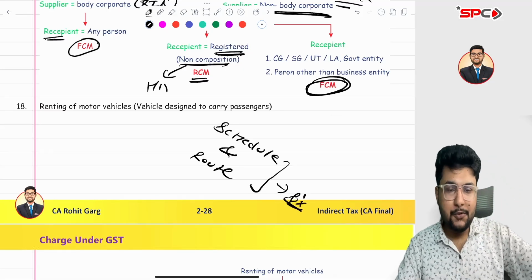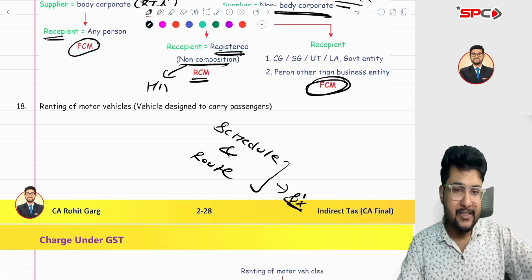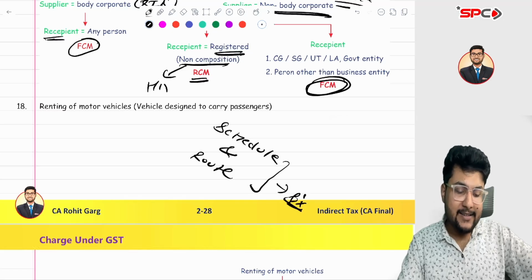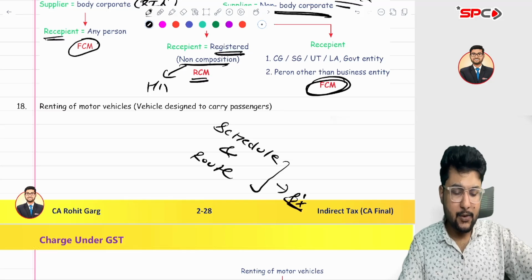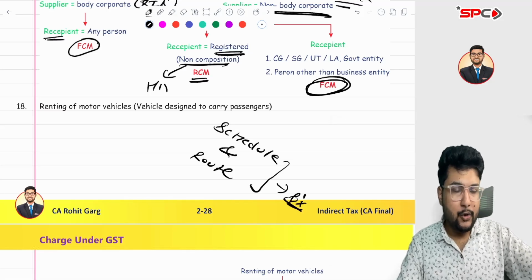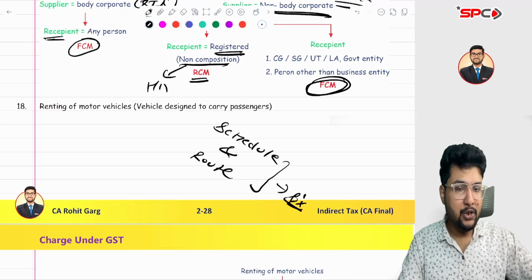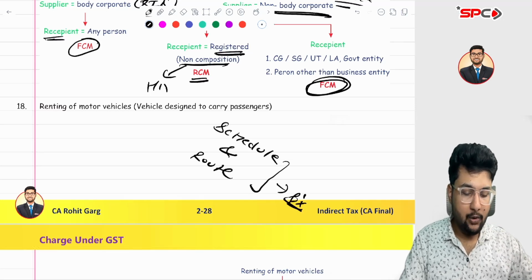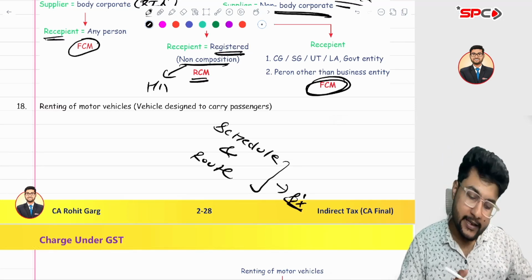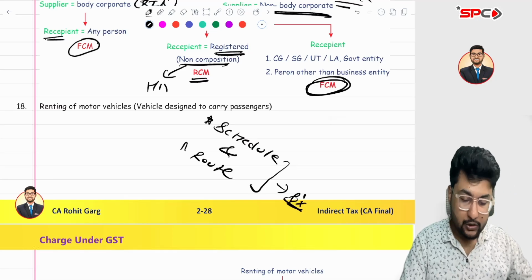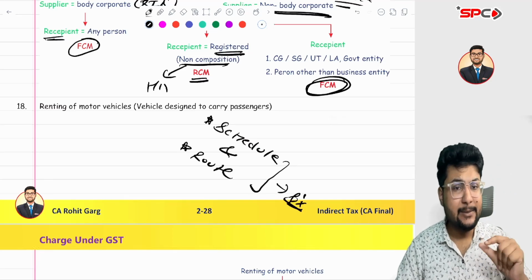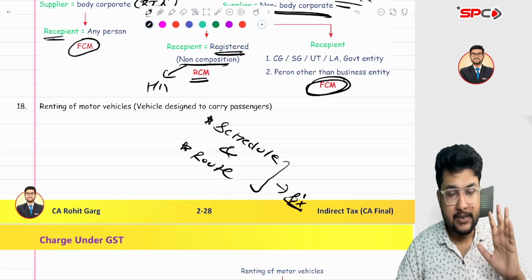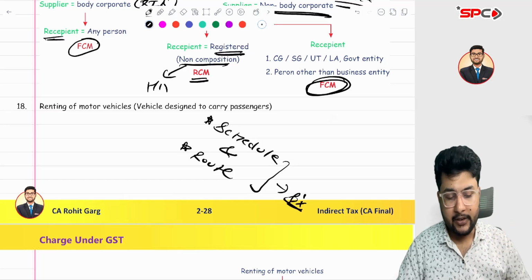Suppose your company or office has hired someone as a driver, has taken rental services, and in that case his only job is to take you from home and drop you to the office, and take you from the office and drop you home. Here the schedule is fixed, the route is also fixed. In that case, it is a pure passenger transportation service, not renting of motor vehicle.